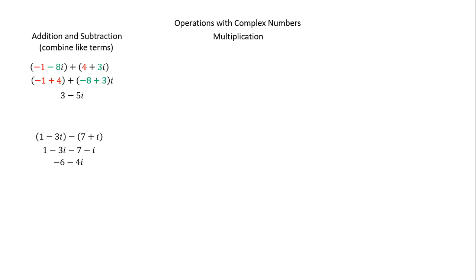For multiplication, we're going to have to distribute. So if you have something like 9 plus i times 4 minus i, you're going to have to multiply 9 times 4, 9 times -i, i times 4, and i times -i, just like if those were x's. 9 times 4 is 36. Then we have minus 9i plus 4i minus i squared. The minus i squared is -1, and so minus -1 just turns into +1.